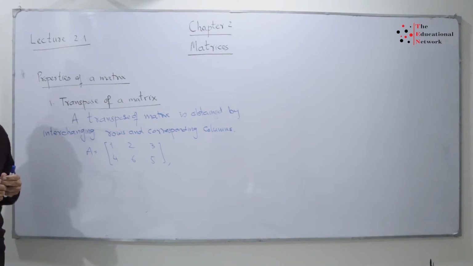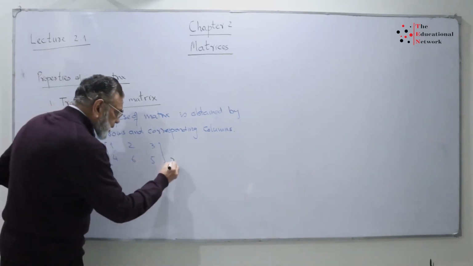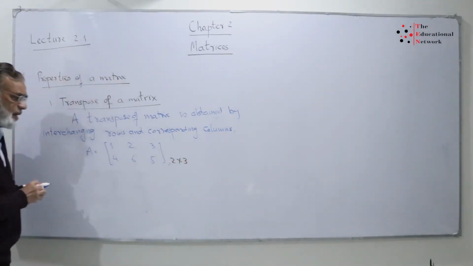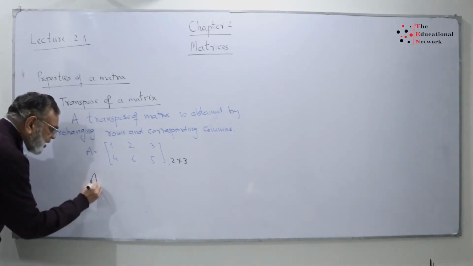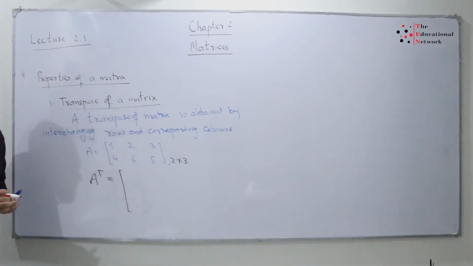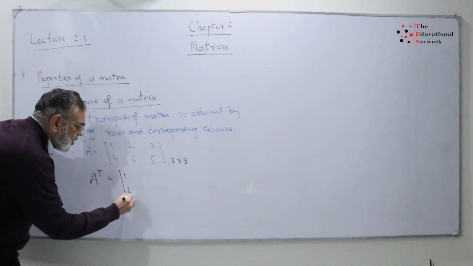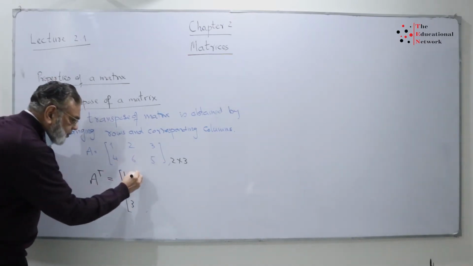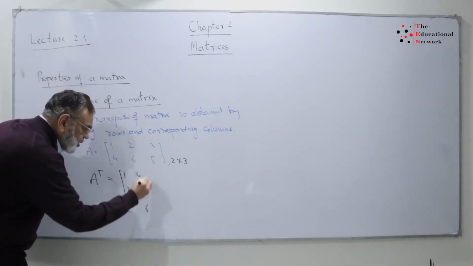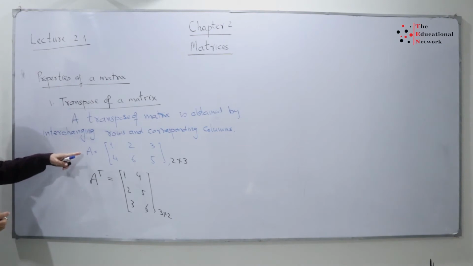The first property is the transpose of a matrix. The transpose of a matrix is obtained by interchanging rows and columns, the corresponding columns. So we have this matrix having 2 rows and 3 columns. This is our rectangular matrix. We want to write A transpose. We sometimes write capital T or small t, depending upon the notation the book is taking. Here we take the first row as the first column, and the second row as the second column, 4, 5, and 6. Now this matrix becomes 3 rows and 2 columns. So this A^T is known as the transpose of matrix A.